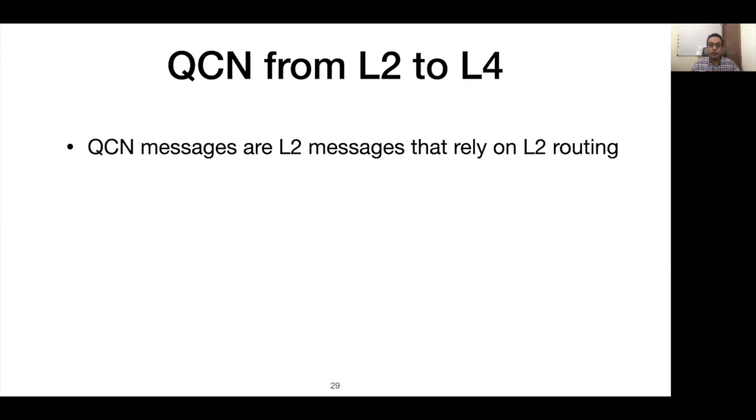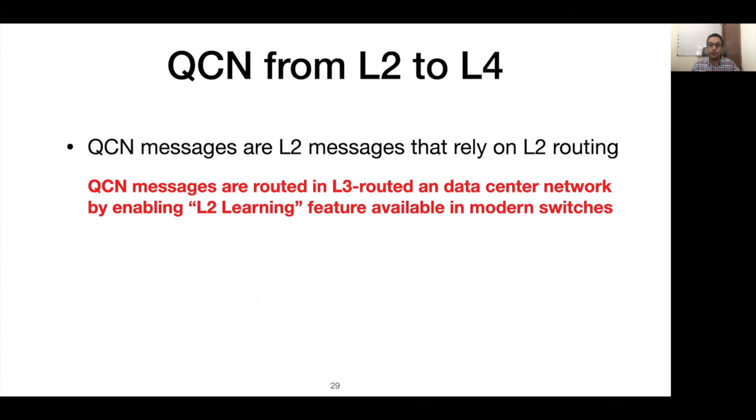To handle the problem of routing L2 packets, we leverage a feature in modern switches called L2 learning. L2 learning enables the routing of L2 packets in L3 networks, leveraging a dedicated memory for such function. This memory is populated by looking at the L2 addresses and the previous hop of all packets flowing through the switch.